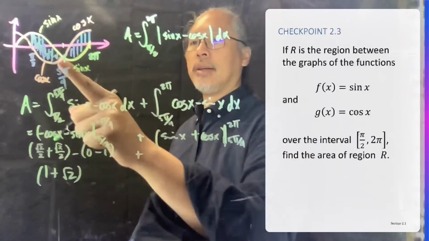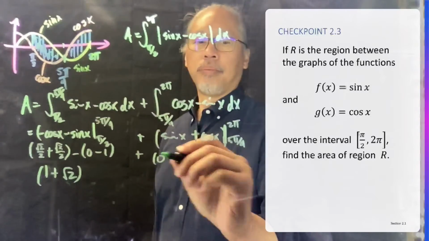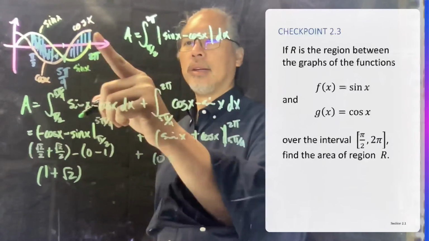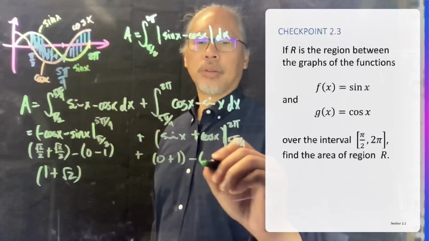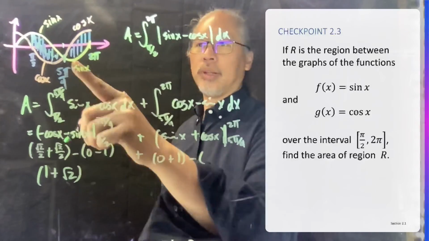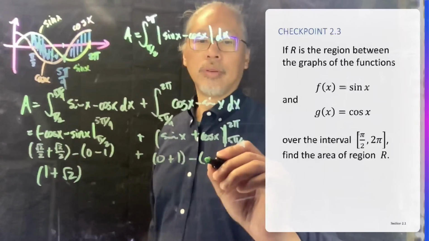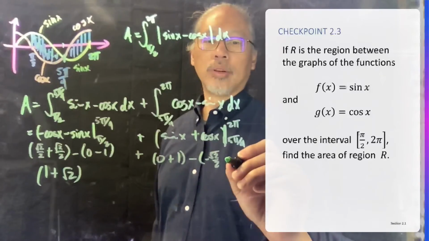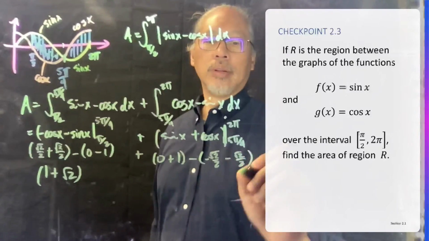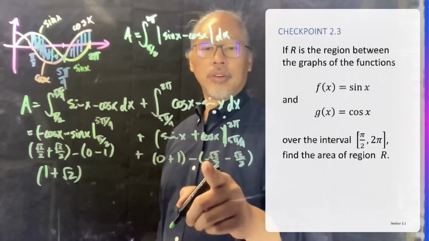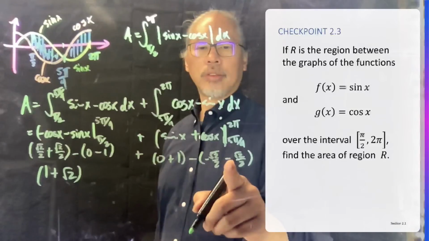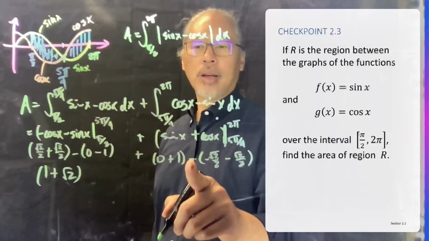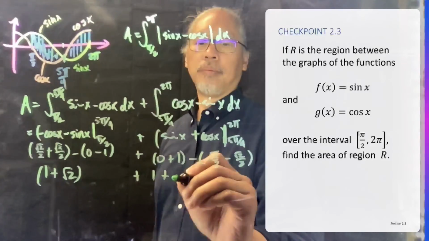So sine of 2 pi, sine goes back to 0. Cosine of 2 pi, there's a plus here. Cosine of 2 pi is a 1. And then we're subtracting sine of 5 pi over 4. So we did this already. It's negative root 2 over 2. And the cosine of 5 pi over 4 is also negative root 2 over 2. So again, this is a positive because of this negative here, negative, negative. So when you add them, you'll get root 2. And then we still have that 1.